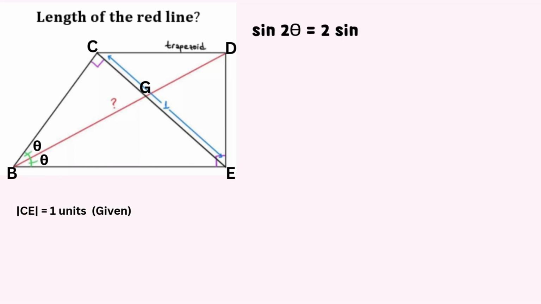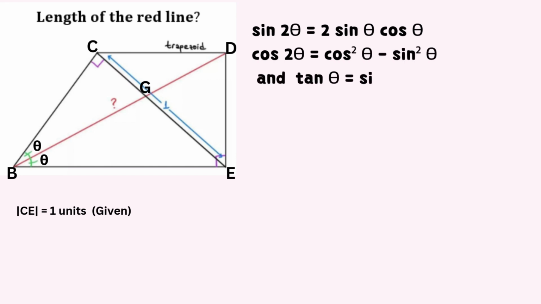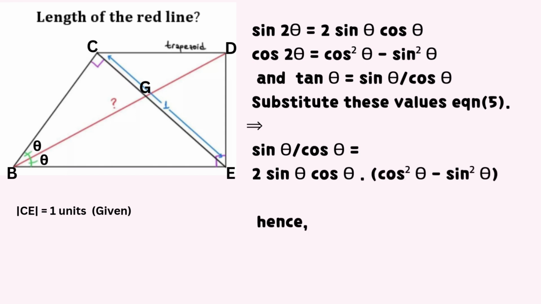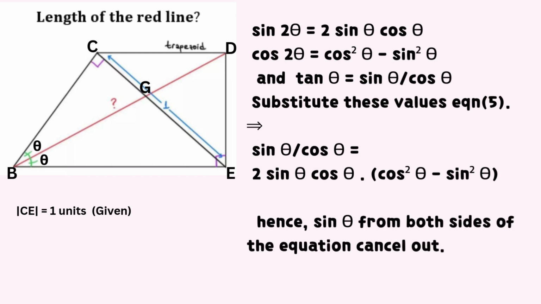By trigonometric identities, sine 2 times theta equals 2 times the product of sine theta and cosine theta. Also, cosine 2 times theta equals cosine square theta minus sine square theta. And tan theta equals sine theta divided by cosine theta. Substitute these values into equation 5. It implies that sine theta divided by cosine theta equals the value shown on the screen. Hence, sine theta from both sides of the equation cancels out.